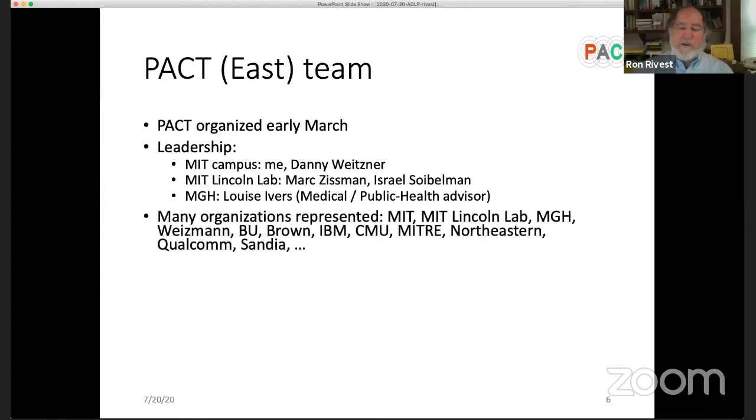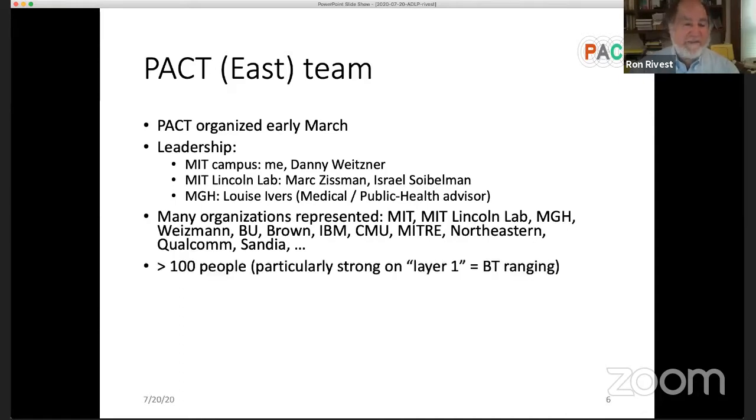And there are many organizations now represented in this: MIT, Lincoln Lab, of course, MGH, but also the Weizmann Institute, BU, Brown, IBM, Carnegie Mellon, MITRE, Northeastern, whatever. It's a big, long list of organizations that are all participating together, in a very open collaboration. We're all trying to have some positive public health impact, and we're not worried about academic credit much or other things like that. It's mostly trying to figure out what are the good ideas, what works, how can we make this happen?